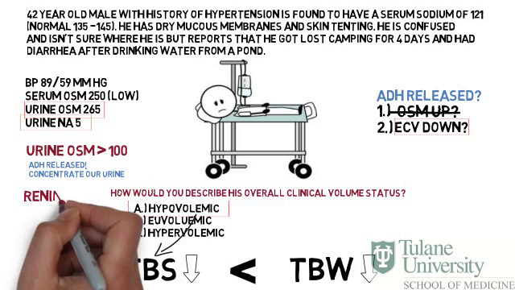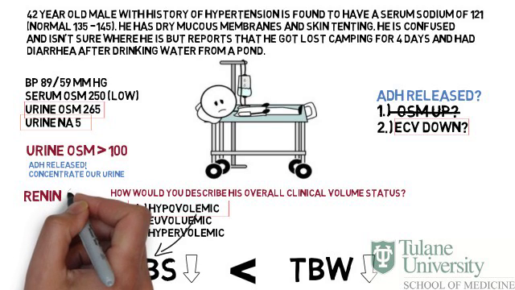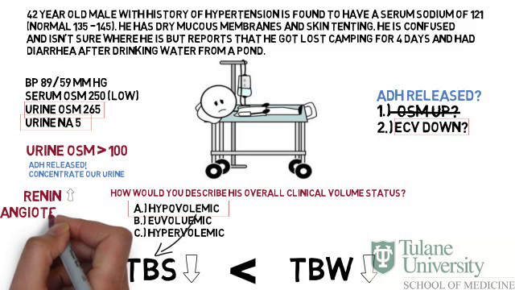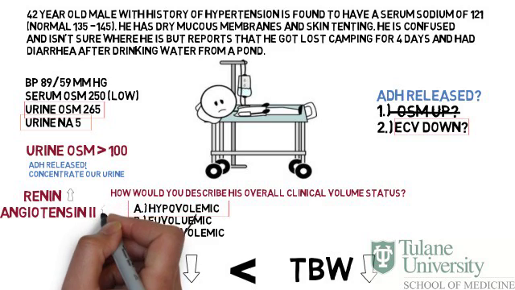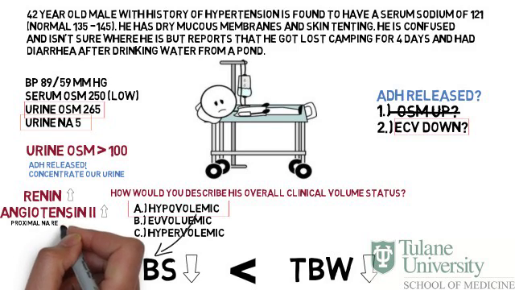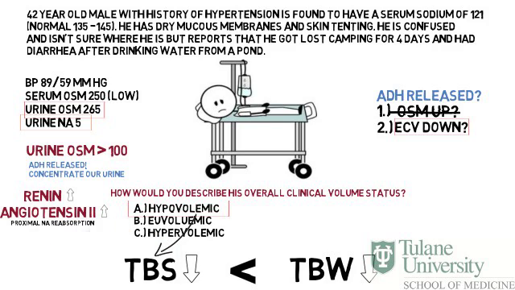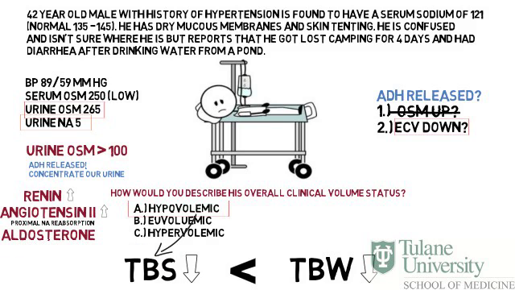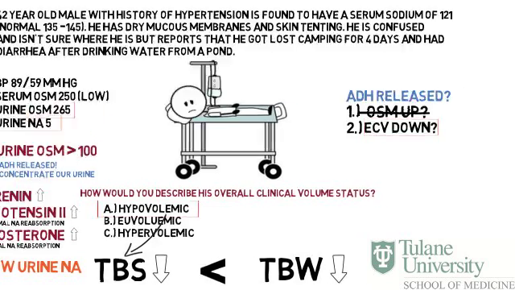So we can deduce that this patient has an increase in his renin due to decreased effective circulatory volume, which is then going to lead to an increase in angiotensin II, which is going to help us promote proximal sodium reabsorption. And then we're going to have an increase in aldosterone, which is going to promote distal sodium reabsorption. Together, these are all going to help lower his urine sodium so that he can reabsorb it and increase his blood pressure.